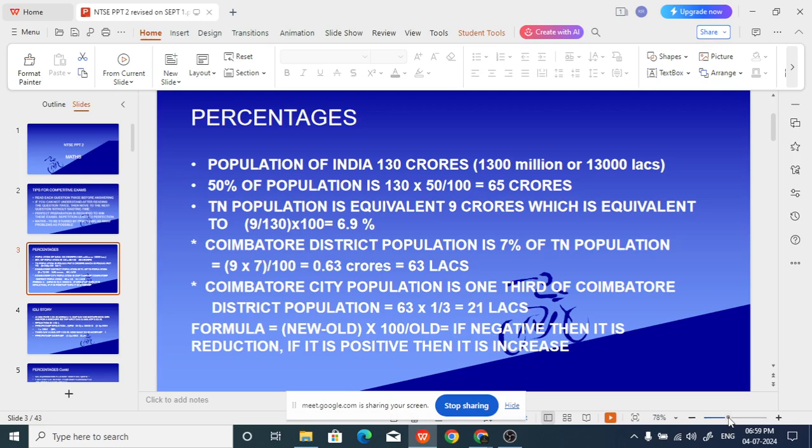50% of population is 130 into 50 divided by 100, which is equal to 65 crores. Is it correct? All of you tell me, is it correct? When the population is 130 crores, 50% of the population is 65 crores. Do you agree with me? Yes, sir. It is correct, sir. Okay, go to the next.